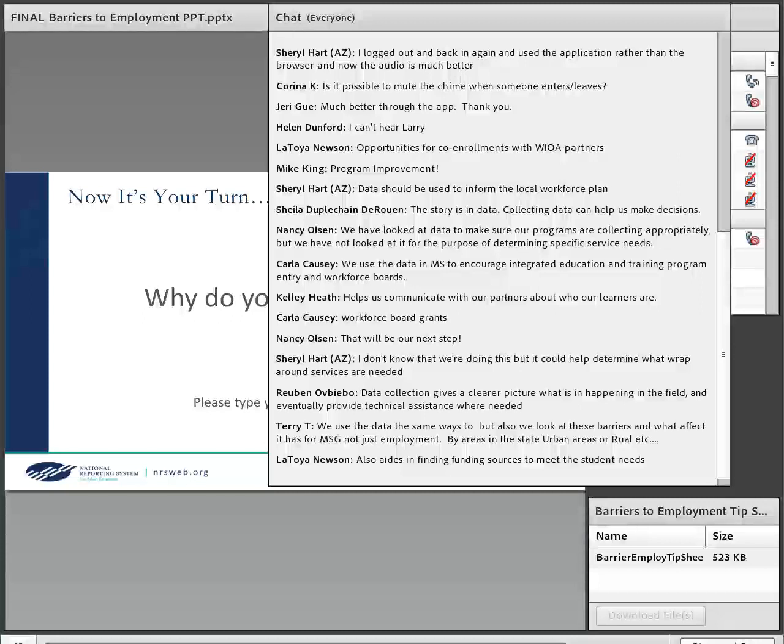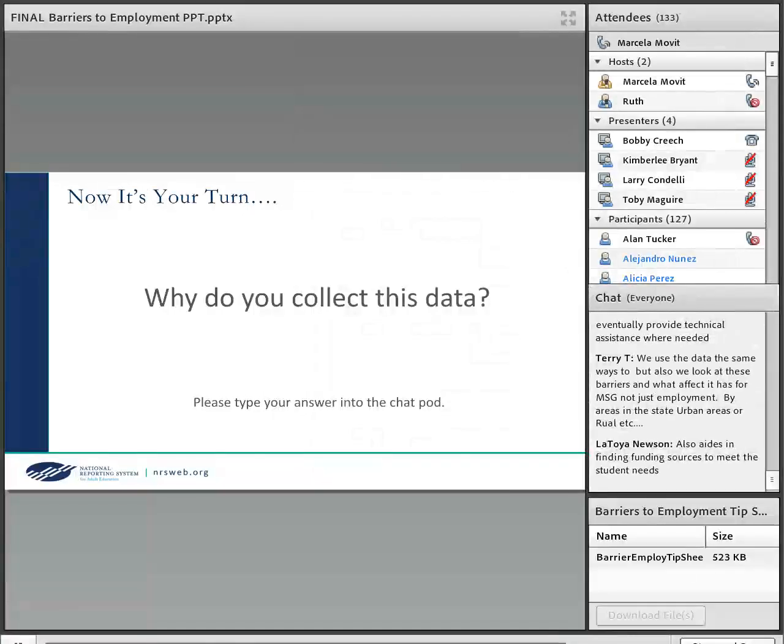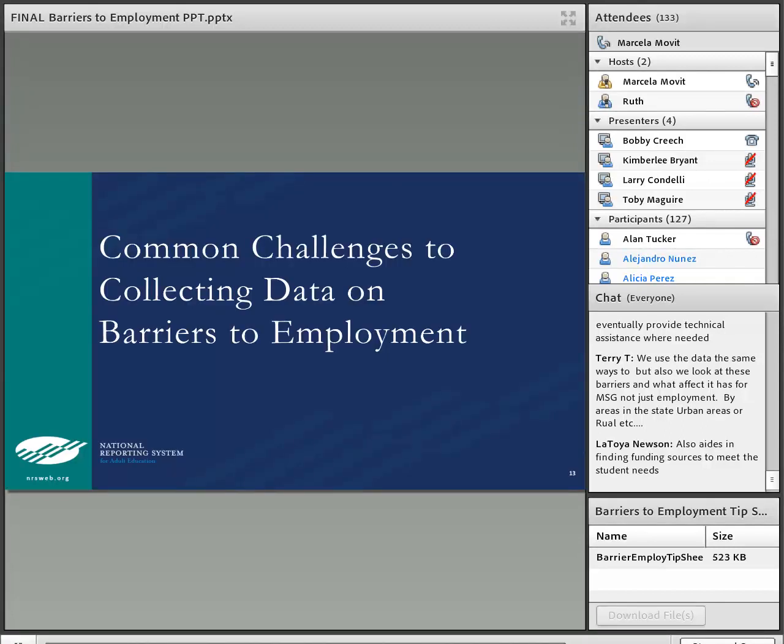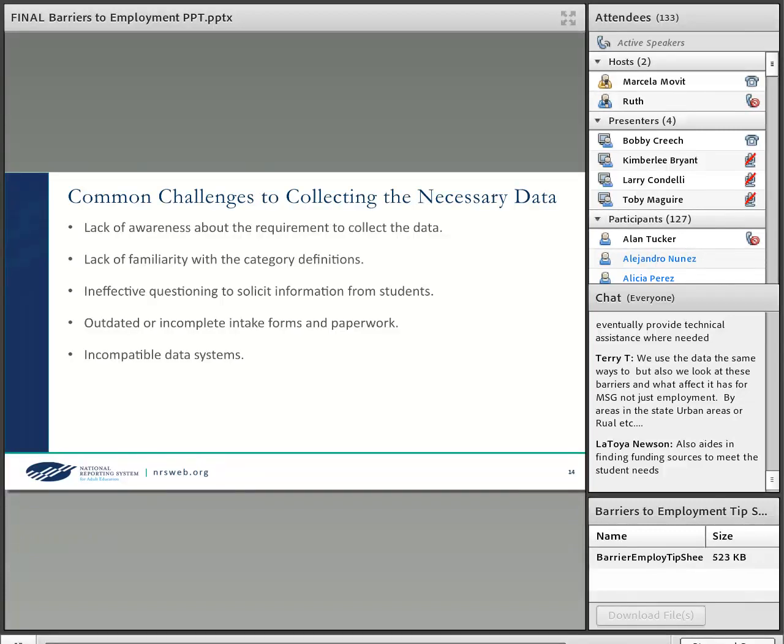Okay, so I hope that you'll continue to share other reasons that you collect the data. Feel free, I know the chat pod is a little bit smaller now, but you can feel free to continue to type in there. And I'm going to turn it back over to Ruth to talk to us a little bit about some common challenges. Ruth?